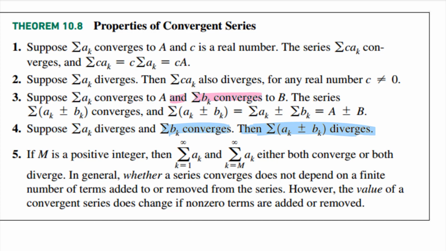And then we have our last one. So if m, big M, is a positive integer, then the sum, if it starts at 1, and the sum, if it starts at m, say m is 12. It doesn't really matter where you start. Either both of them converge, or both of them diverge. Whether we start k at 1 or we start k at 12. If they both converge, or if one converges, the other converges.